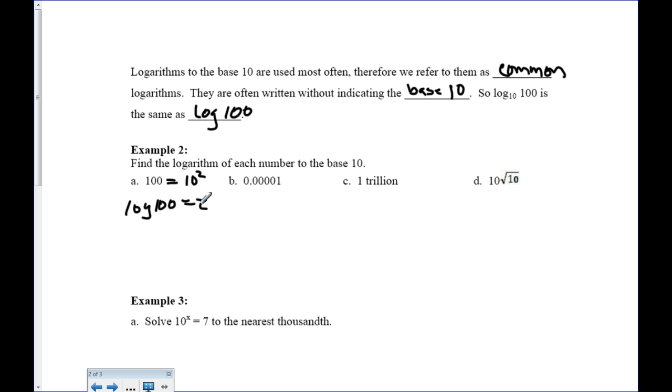What is the logarithm looking for? It's finding 10 to the what equals 100. Yep, because you're log base 10.